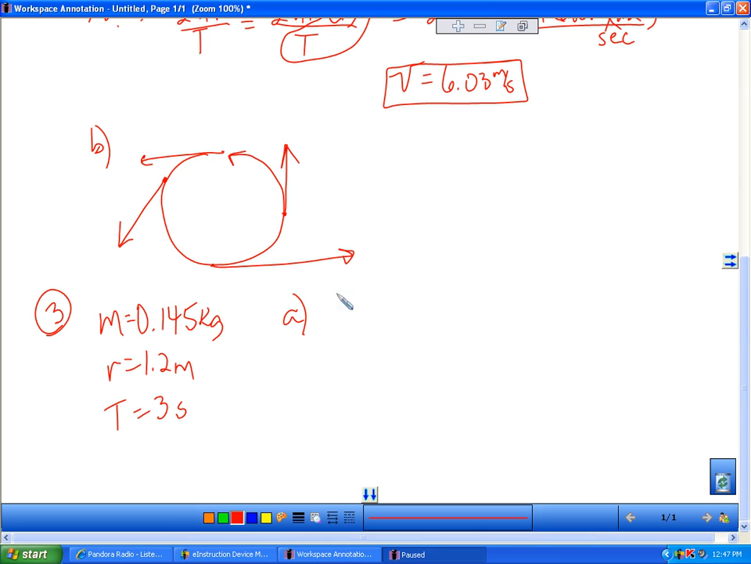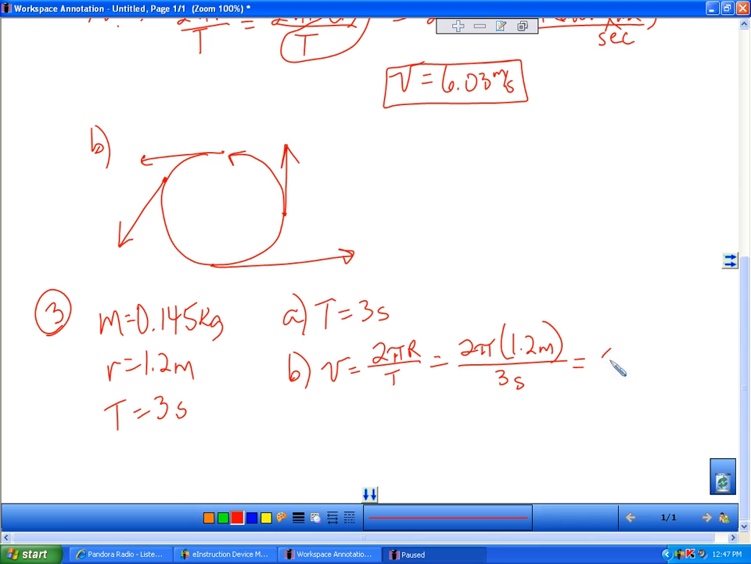Part A wants to know the period. Well, we just told you that it was 3 seconds, because it makes one circle every 3 seconds. Part B says the speed of the airplane. Well, speed is equal to 2 pi r over T. So we have 2 pi times 1.2 meters over 3 seconds. So that's going to give us 0.8 pi, and 0.8 pi is 2.51 meters per second. That was not hard.